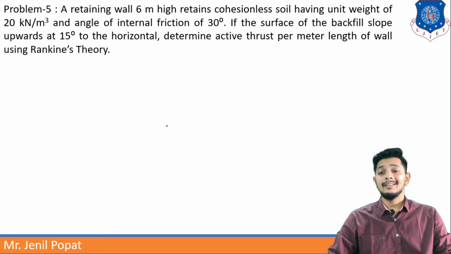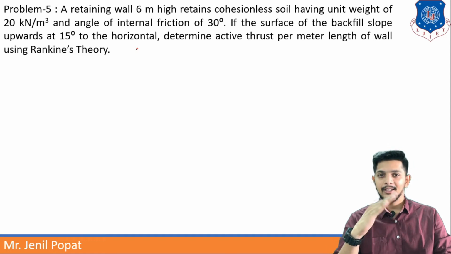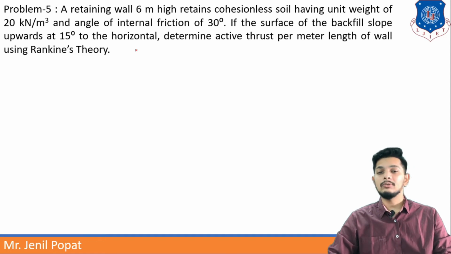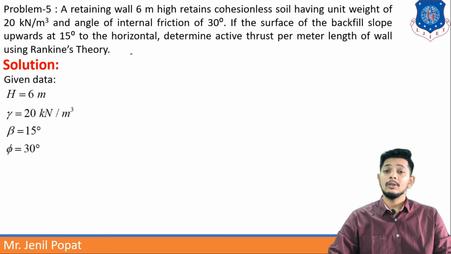Problem number 5. A retaining wall 6 meter high retains cohesionless soil. Cohesionless soil must be there, then and then we can apply this theory. Having unit weight 20 kN per meter cube and angle of internal friction phi given as 30. If the surface of the backfill slopes upwards 15 degrees to the horizontal, so beta is given as 15 degrees. Determine active thrust per meter length of wall using Rankine's theory. So let us solve this example by writing the given data first. Total height is given as 6, gamma 20, beta 15 and phi 30.